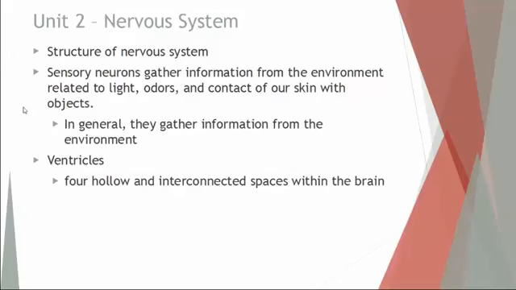So all the 12 pairs of cranial nerves that come off of the brain and the 31 pairs of nerves that come off of the spinal cord, those are considered part of the peripheral nervous system because they go off to the periphery of the body, away from the brain and the cord itself.